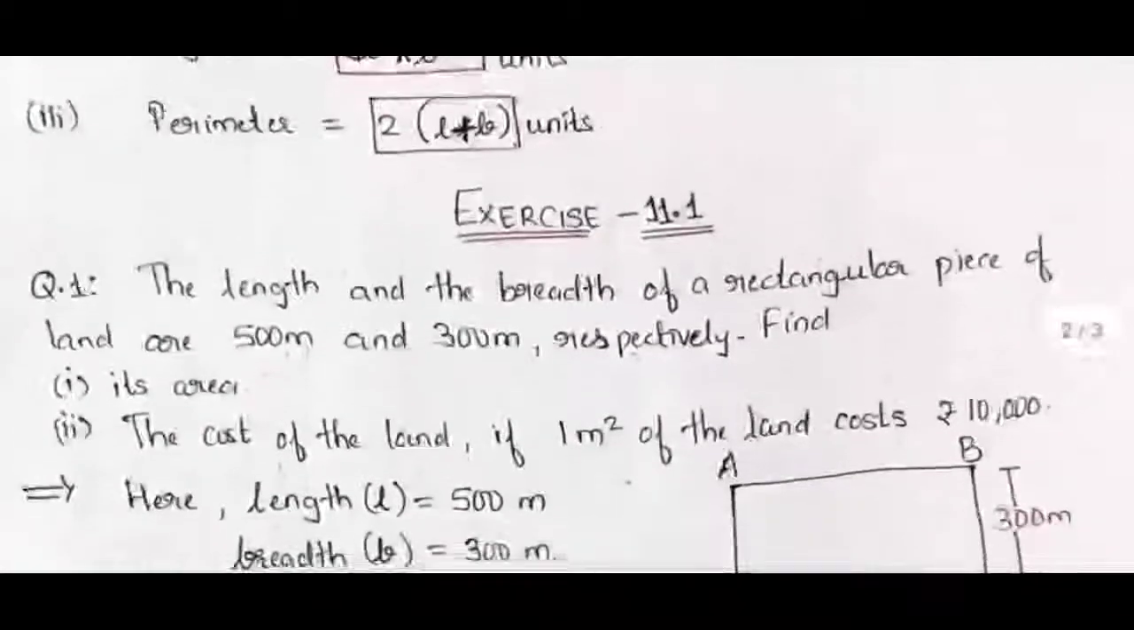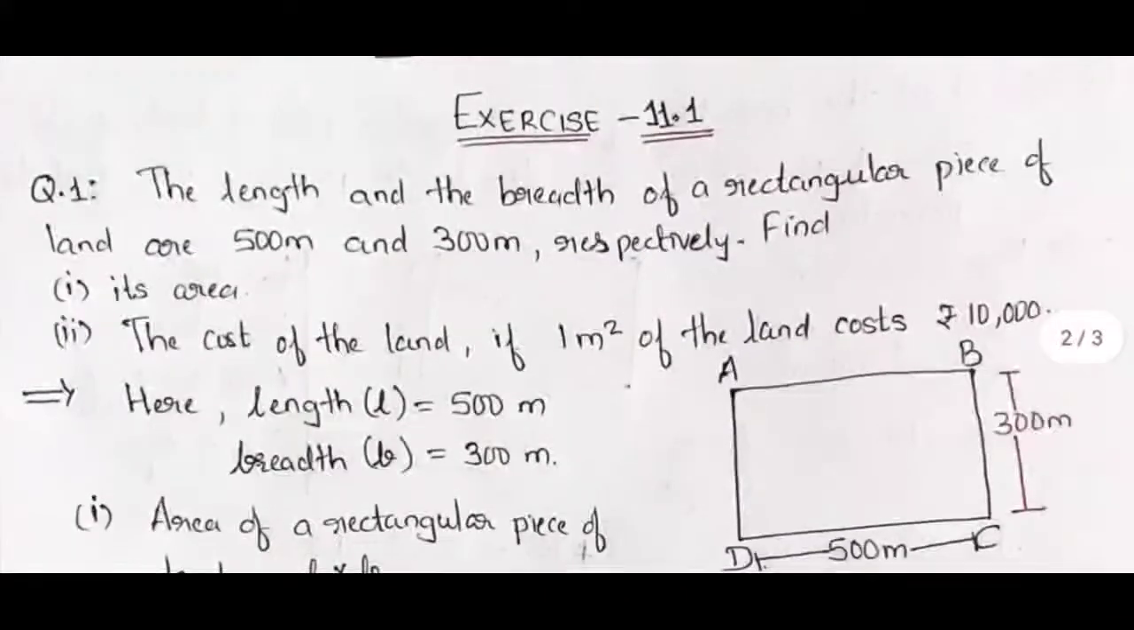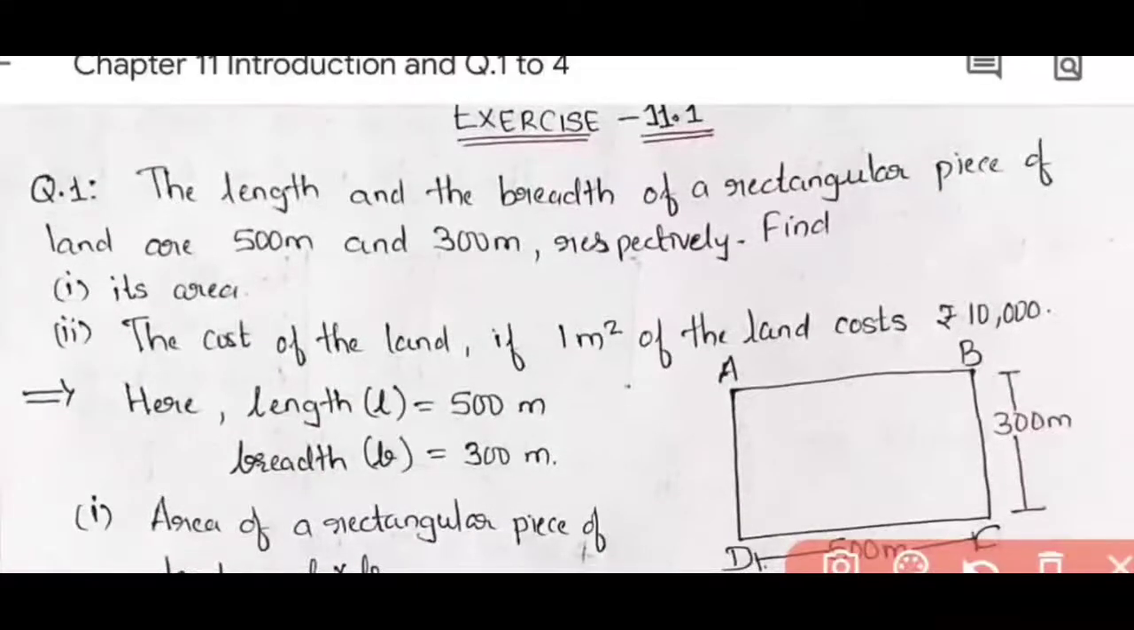So what have they given us? They have given us the length and the breadth of the rectangular piece of land. Let us consider that this is the rectangular piece of land, in which length is given as 500 meter and breadth is given as 300 meter. Now we are supposed to find two things.